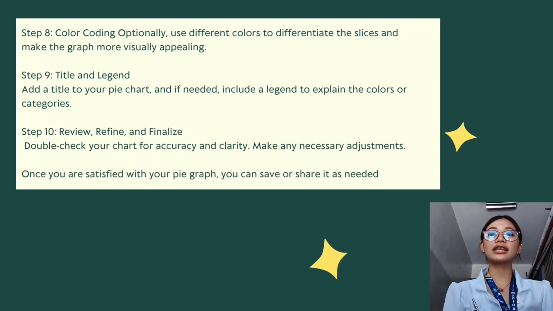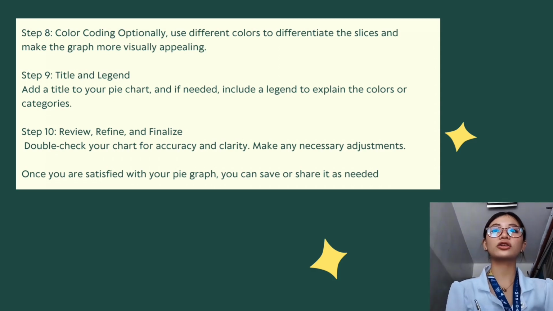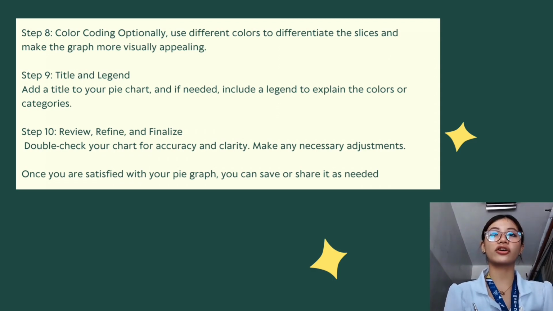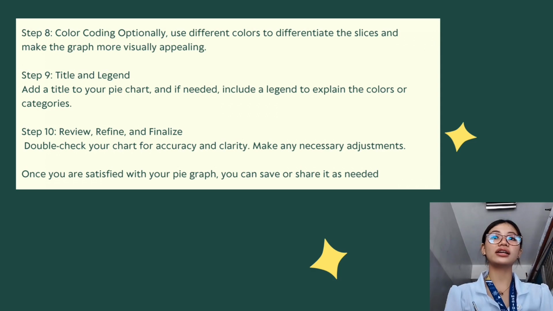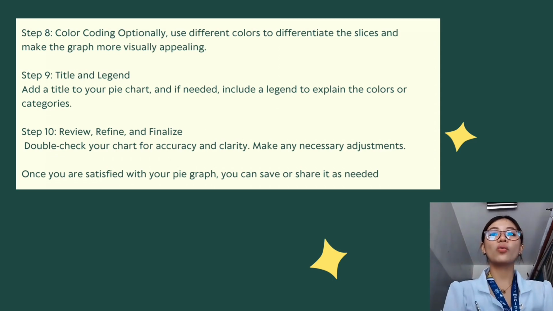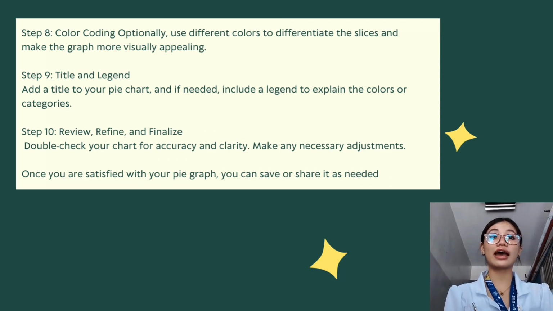Step 9 is title and legend. Add a title to your pie chart, and if needed, include a legend to explain the colors or categories. For the last step, we must review and refine. Double check your chart for accuracy and clarity. Make any necessary adjustments, and then we finalize our pie chart. Once you are satisfied with your pie graph, you can save or share it as needed.